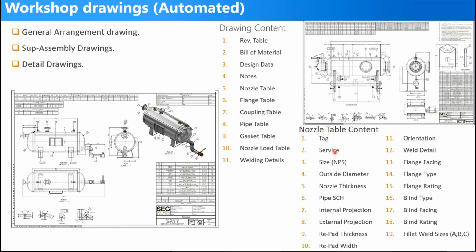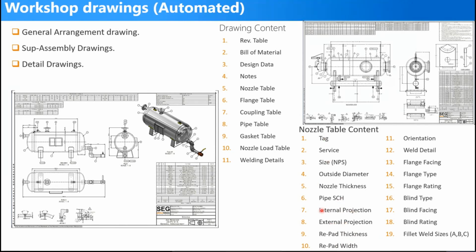And you have the ability to select the required information that you would like to export in your drawing. For example, you would like to export the tag, surface, and the size only. So you have the ability to select only that information to export to your drawing. And if you would like to add, for example, the repad thickness, internal projection or external projection, you have the ability to add or remove the required fields which will be exported to the drawing.